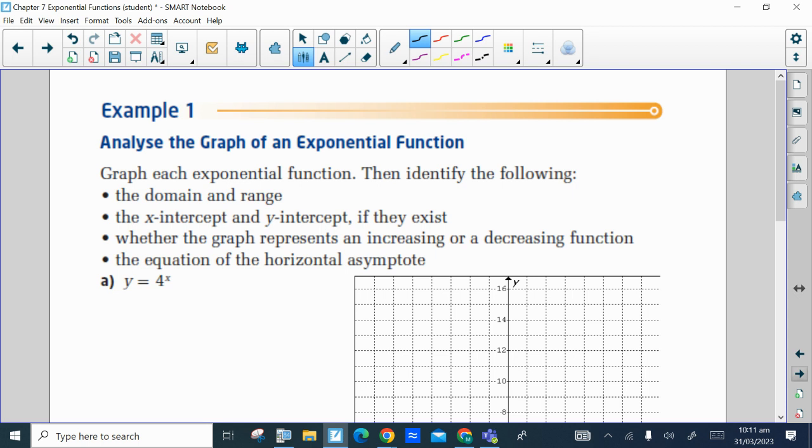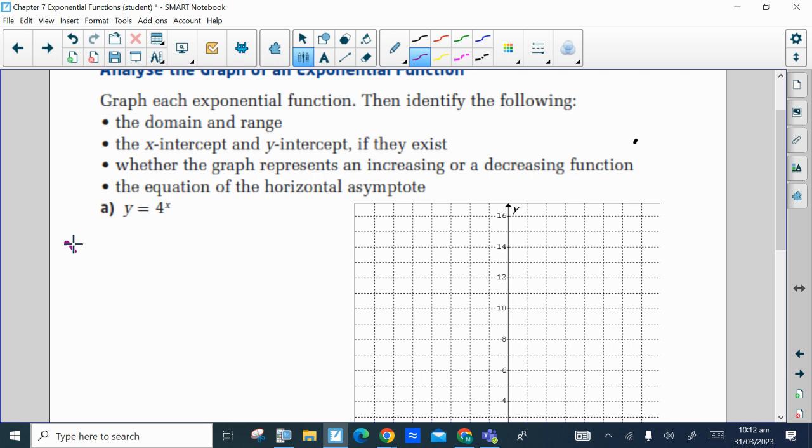Okay. All right, so this asks us to graph each exponential function and identify those characteristics, the first one being y equals 4 to the x. So because the base 4 is greater than 1, that means this is going to be an increasing function. And we can see what this graph looks like by setting up a table of values. We can use values of x between -2 and +2.